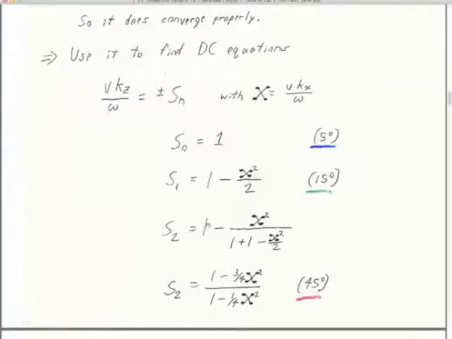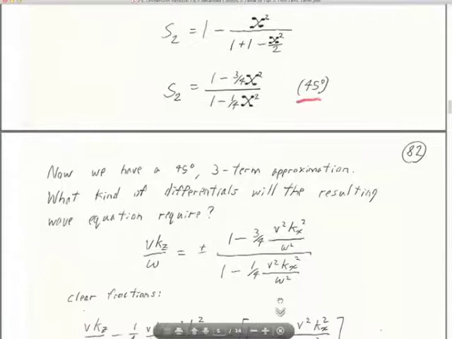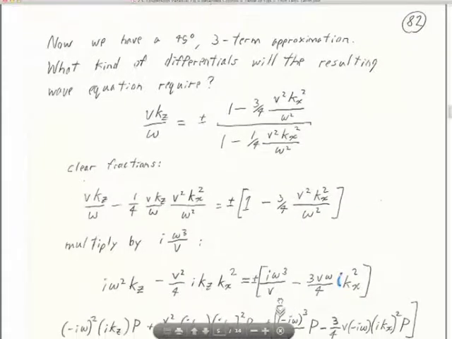And then S2 is going to be 1 minus x squared over 1 plus 1 minus x squared over 2, right? That's the previous one just plugged in there. And then we can clear that a little bit to being S2 is 1 minus 3 quarters x squared over the quantity 1 minus 1 quarter x squared. That's going to be a 45-degree equation. And I'll also show you later how to get a 60-degree equation. That's just taking it the next level.